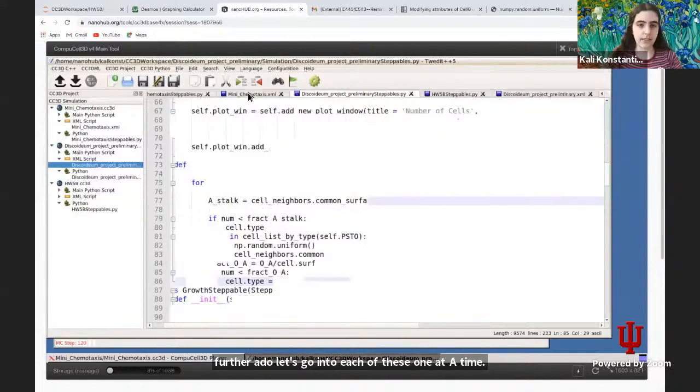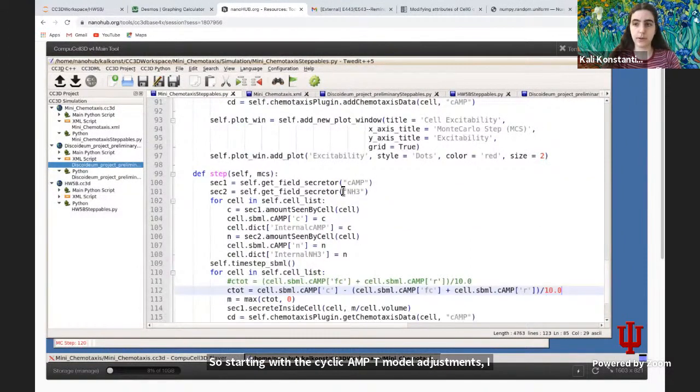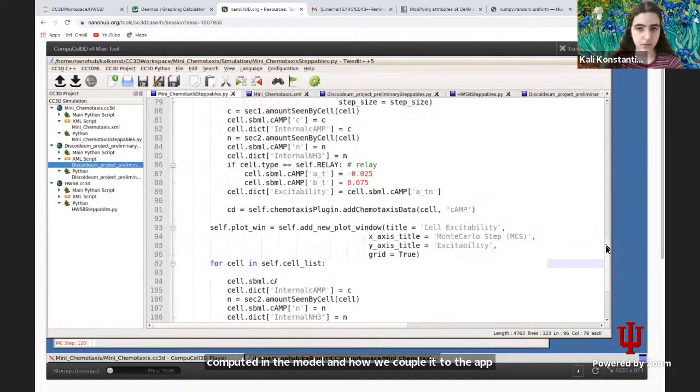So starting with the cyclic AMP model adjustments, I was noticing that as I was running the model, the cyclic AMP concentration wasn't oscillating as we'd expect. It was just increasing constantly. So that issue, Dr. Siegel will be happy to know, I think I've solved by adjusting what's computed in the model and how we couple it to the actual chemical field.